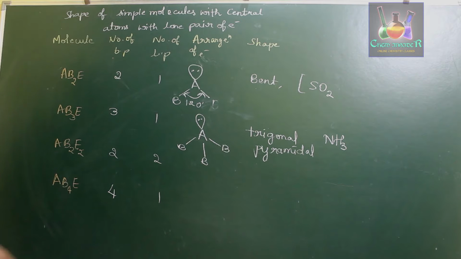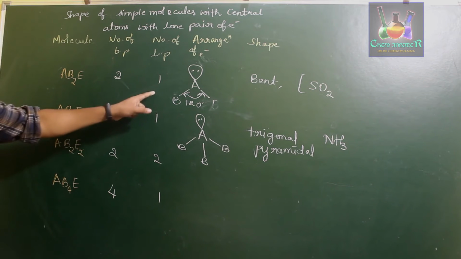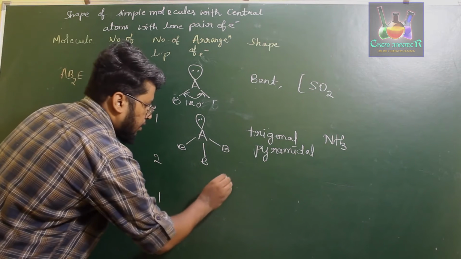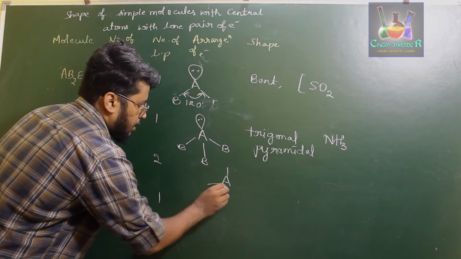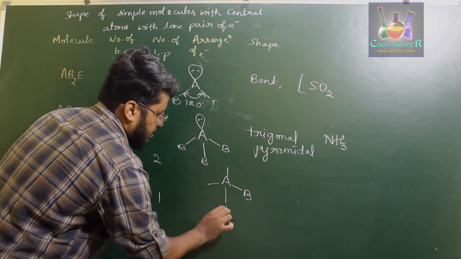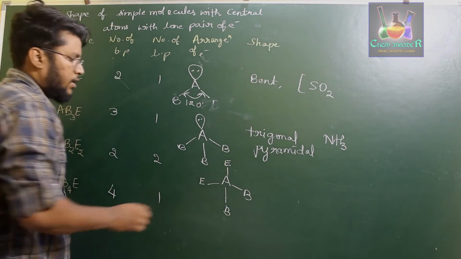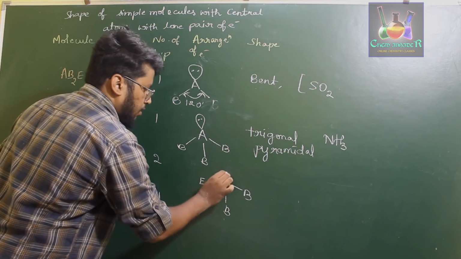Next, for the type of AB2E2. AB2E2 usually carries a tetrahedral geometry. In the previous case of AB3E, there was just 1 lone pair of electrons. Now in this case we have 2 lone pairs of electrons. Therefore, AB2E2 forms a tetrahedral geometry such as like this. Okay, where this E is nothing but the lone pair of electrons.